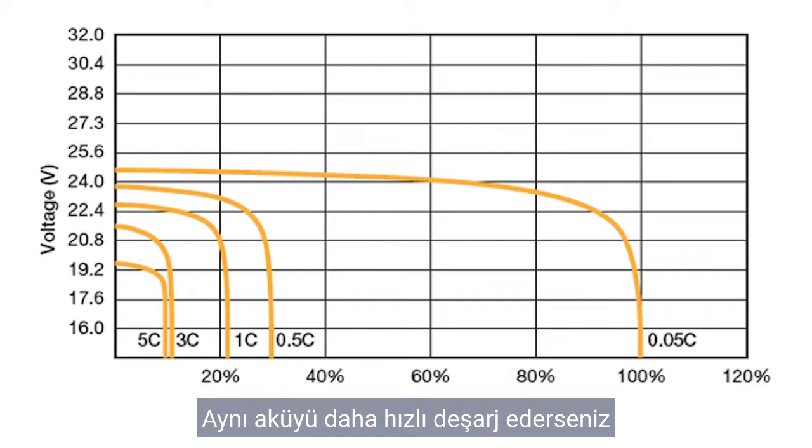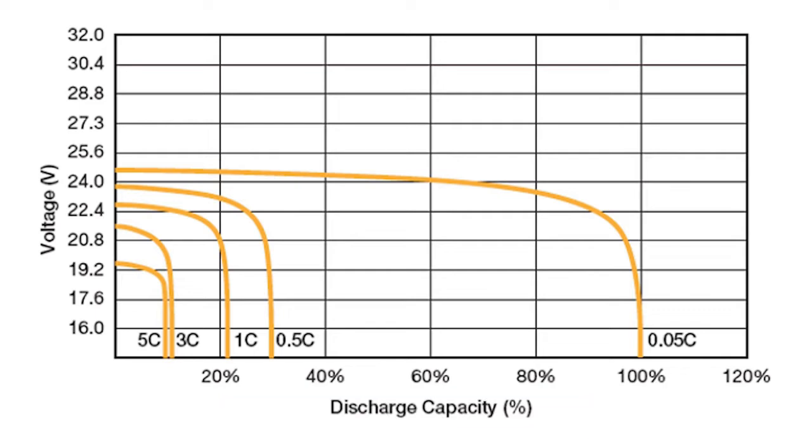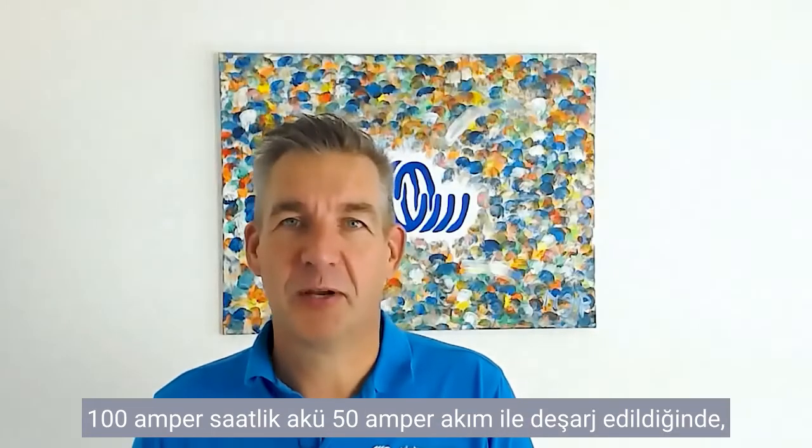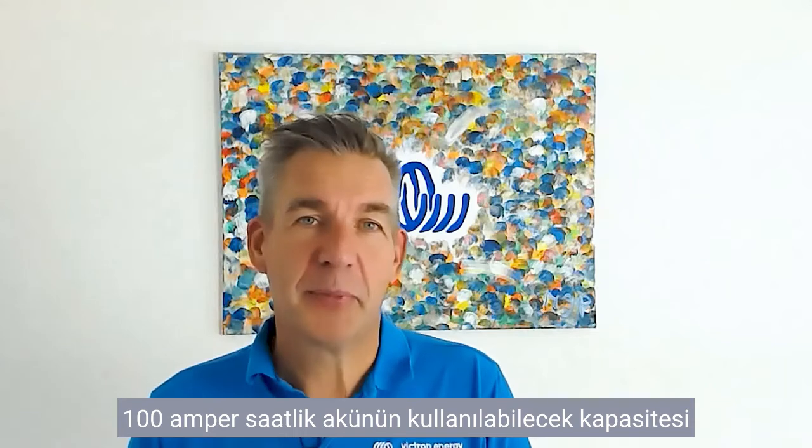If this same battery would be discharged faster, the available capacity would become less, even though you have the same battery. When going extreme and discharge this 100 amp hour battery with a 50 amp current, the available capacity would be all of a sudden only 30%. So it would appear to be a 30 amp hour battery instead of a 100 amp hour.